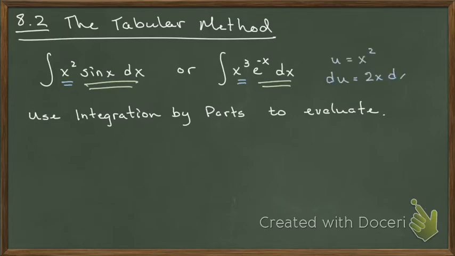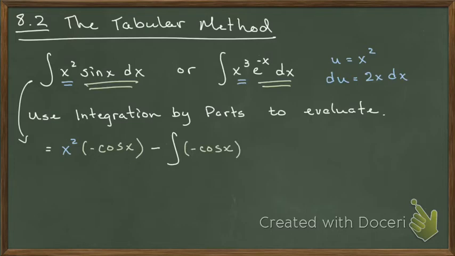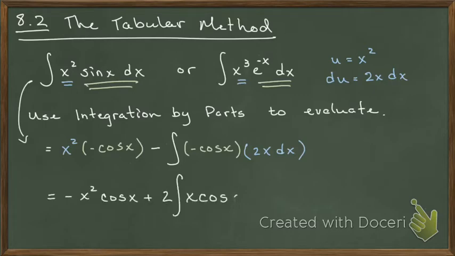Say u is x squared, du is 2x dx. We'd have to multiply by v, right? Remember that's uv. V I get by taking the antiderivative of sine x. I get a minus cosine x. Then I'm going to subtract the integral of v, that minus cosine again, and my du, 2x dx. Just simplify a little bit. I want to go through this quickly. Minus x squared cosine x plus the integral of 2x cosine x.